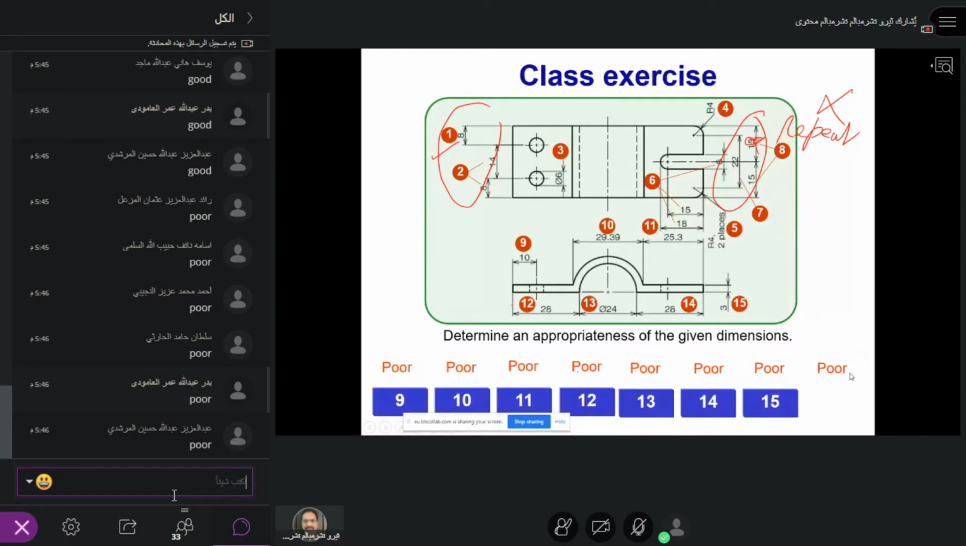8 is poor. What about 9? Where is 9? Oh, here 9. 9 is poor. You know why? Hidden line. So this is poor.